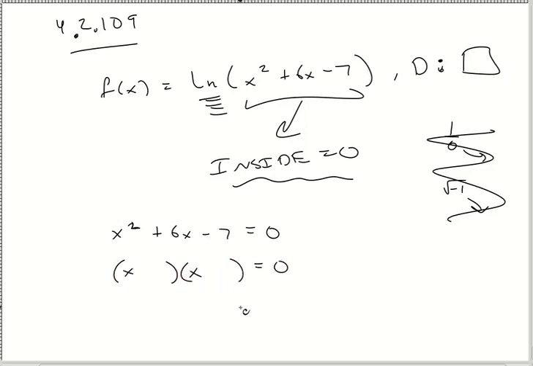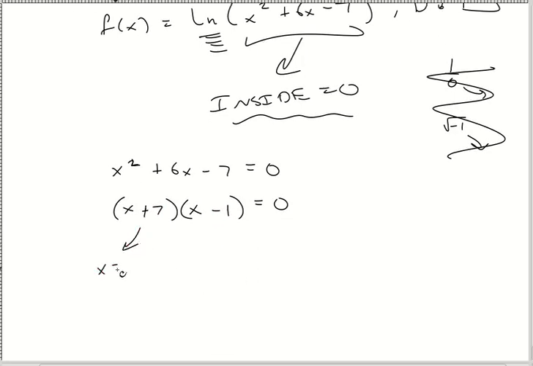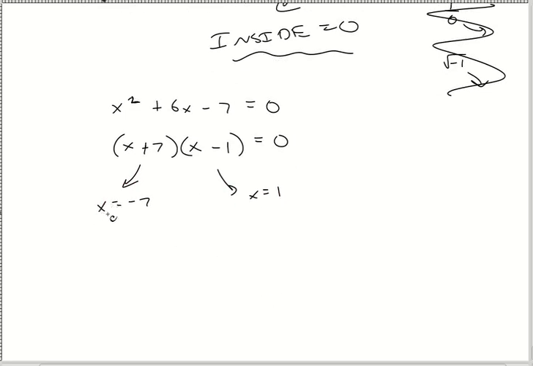What two numbers multiply to make a negative 7, but add up to 6? Very good, 7 and 1. So I got a plus 7 and a negative 1. And then I can solve for x and say I got a negative 7 and a positive 1. Again, these are vertical asymptotes, and for my domain I do not want to include them.